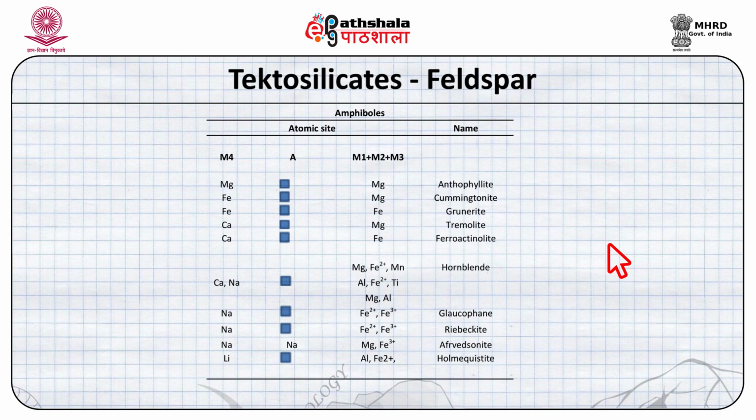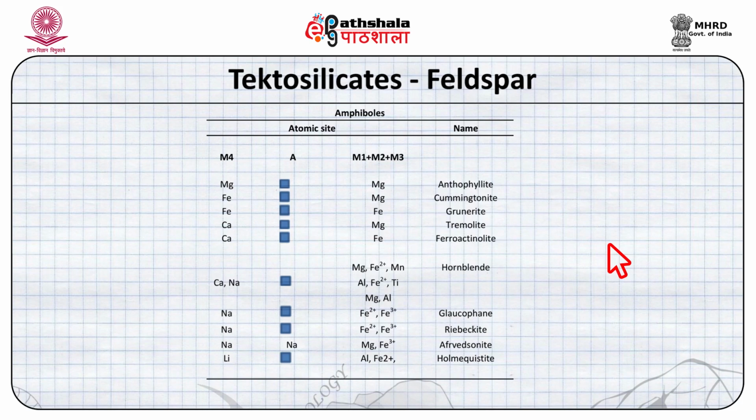In tremolite, the M4 site is occupied by calcium and the M1, M2, M3 sites are occupied by magnesium, and the A site is vacant. And in ferroactinolite, the M4 site is occupied by calcium and the M1, M2, M3 sites are occupied by iron. In the case of hornblende, the M4 site is occupied by some amount of sodium besides calcium. The A site is more or less vacant, and in the M1, M2, M3 sites there are significant substitutions of Mg, Fe, Mn, Al, ferric iron, titanium and aluminium.